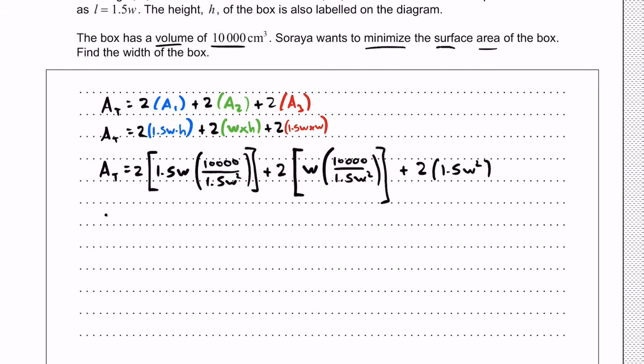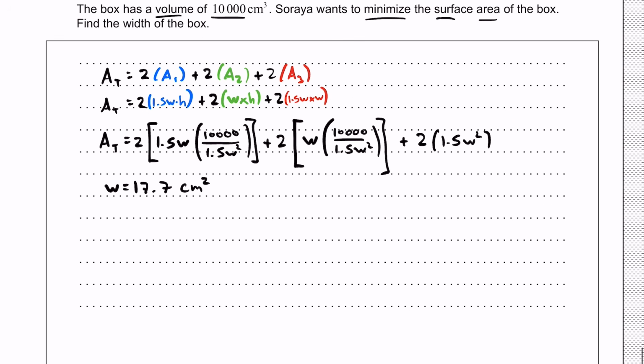So W equals 17.71, or 17.7 centimeters. For a 5-mark question, I would say it's probably a good idea to draw a sketch just to make sure you have your process marks. And we can just draw something like this. That's a little too steep, I think. Something like this. And then label our coordinate point, 17.7. And then the surface area itself was 2823. Or if we wanted to, 2820 to 3 sig figs.